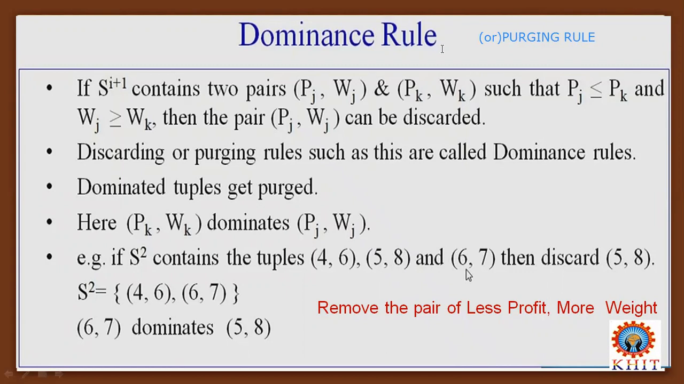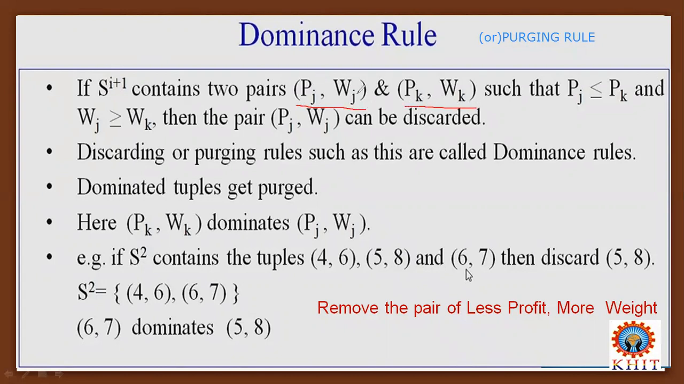If you want to solve any knapsack problem, you need to apply the dominance rule or purging rule to each and every pair of values like S^0, S^1, S^2, S^3. So you will get the pairs of values, and now we need to apply the dominance rule to those pairs. Here we can conclude what is meant by the dominance rule. Consider two pairs, this is one pair and this is another pair.